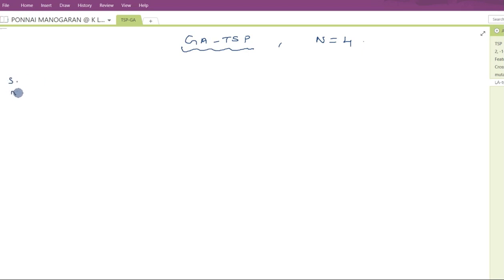Initial population, serial number 1. This is the initial population, initially randomly generated population P0. You can note it down, all these things.